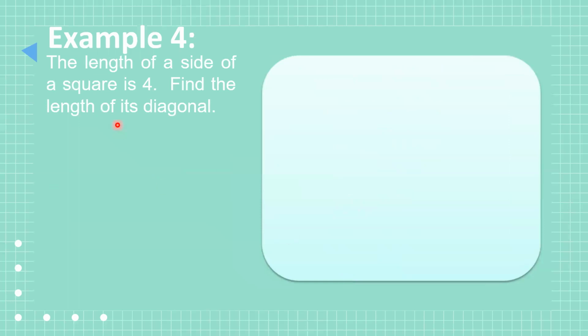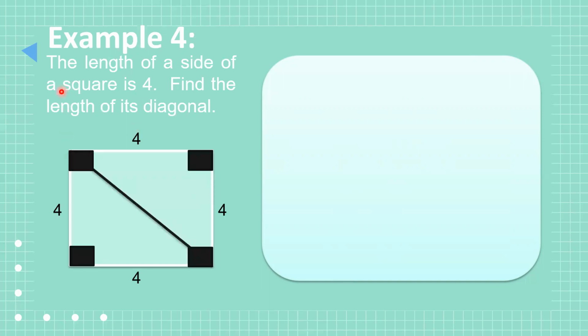Okay, example number 4. The length of a side of a square is 4. Find the length of its diagonal. Again, the length of a side of a square is 4. Find the length of its diagonal. So let's illustrate. So meron tayong square. Sabi niya, the length of a side of a square is 4. And ang length ng side niya is 4.